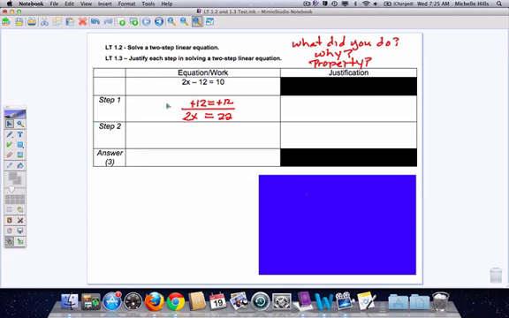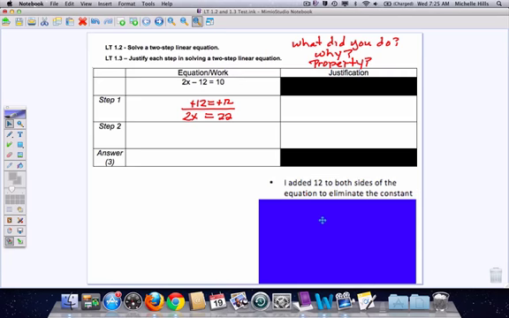Now, I'm going to show you the justification of that step at the same time. Because it's very difficult to write with this on the slides and write neatly, especially in such a small space, I went ahead and typed up the justification for each step in advance so that I could just show it to you. So what I did, I added 12 to both sides of the equation. Why? To eliminate the constant on the left. And what property allowed me to do that? The addition property of equality.